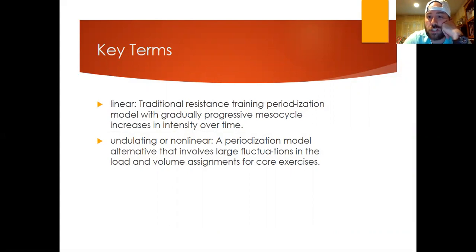Or you have an undulating model. Week 1, you're at 4 sets of 10. Week 2, you're at 4 sets of 6 at a higher percentage. Week 3, you're at 4 sets of 10. Or you may go Monday, 4 sets of 10, Wednesday, 4 sets of 6, Friday, 4 sets of 8. So it's constantly moving. It's also known as wave periodization.